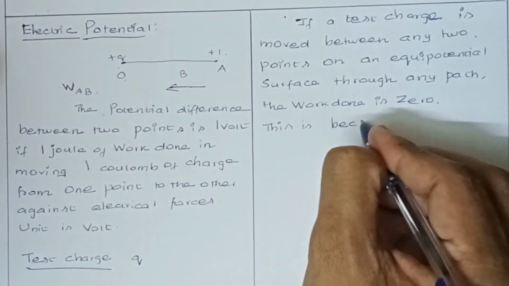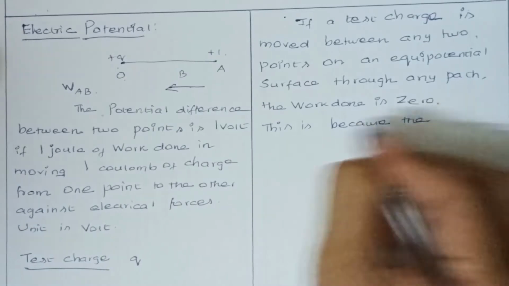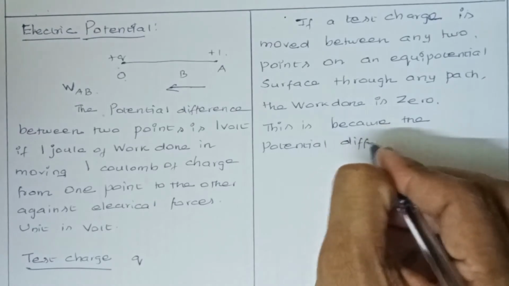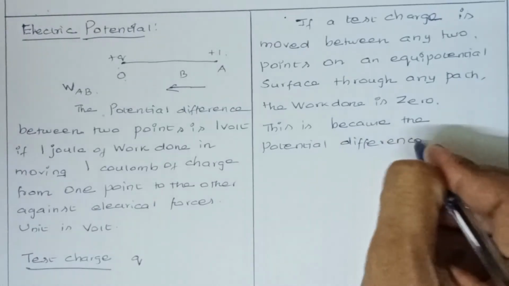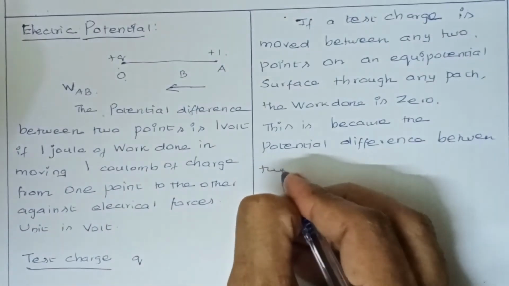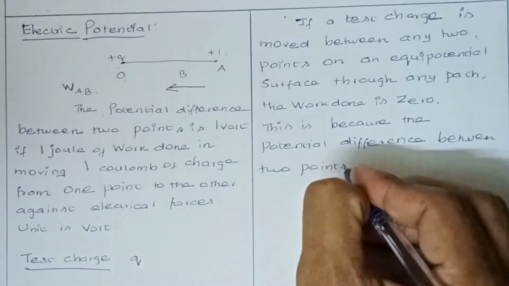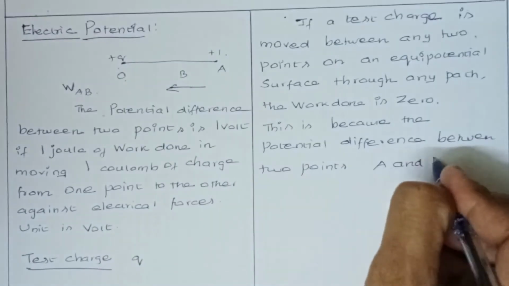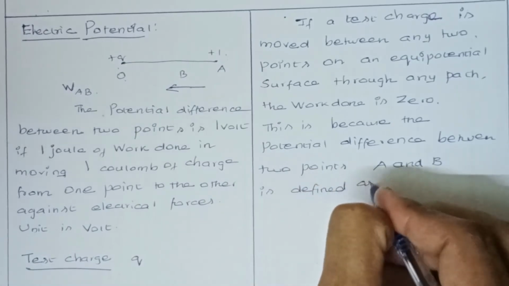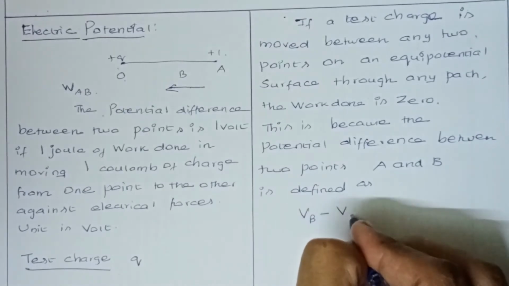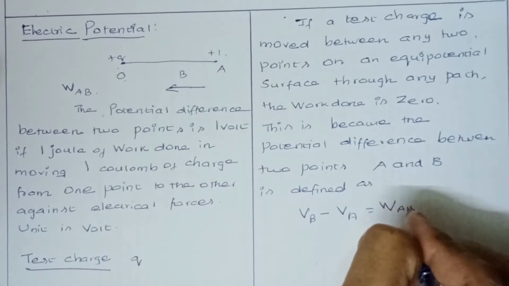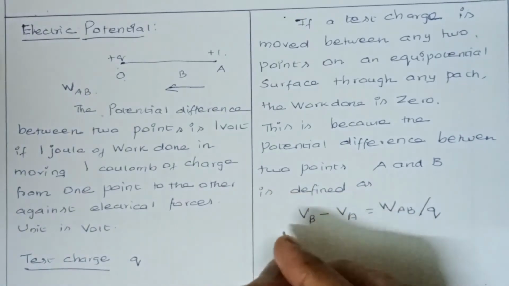This is because the potential difference between two points A and B is defined as V_B minus V_A, that is the potential difference, equal to W_AB by Q.